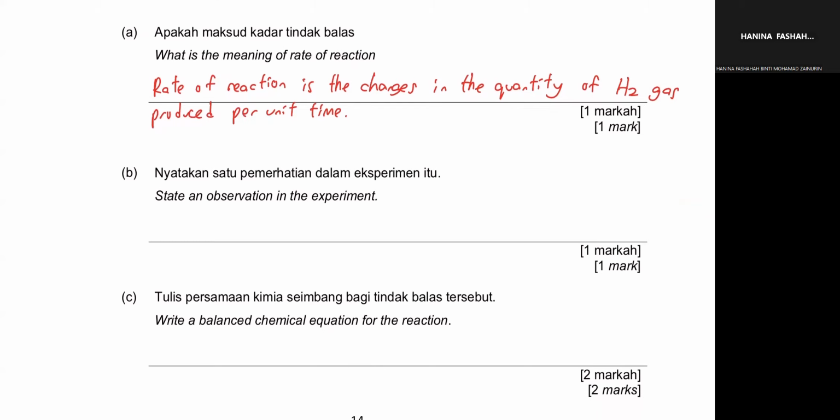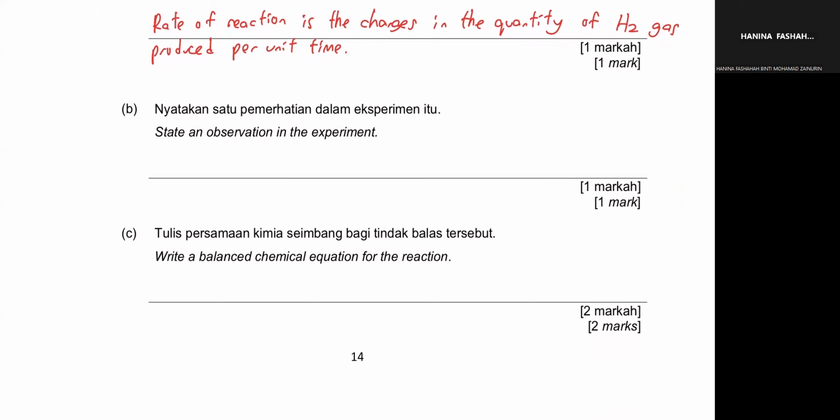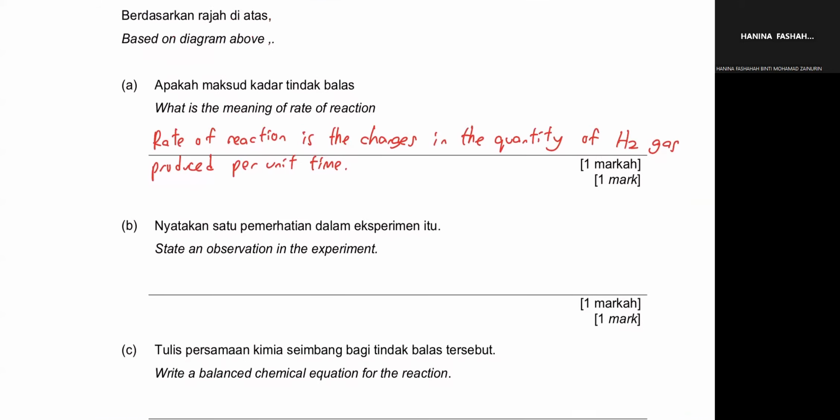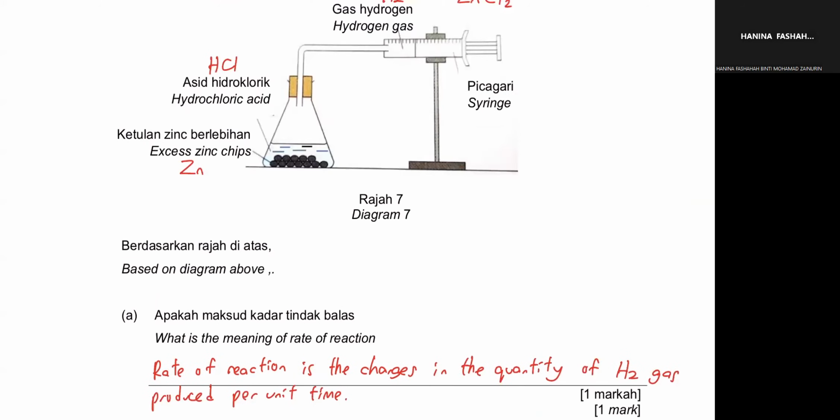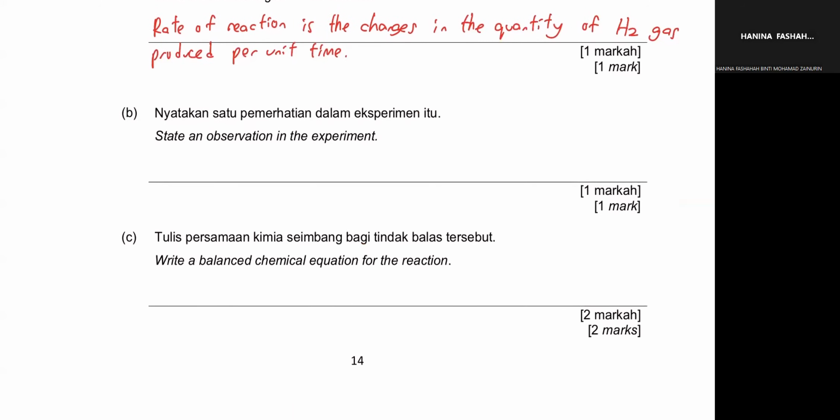State an observation in the experiment. So what observation? Hydrogen gas. You can say effervescence occurs, or you can say bubbles of gas, same meaning.